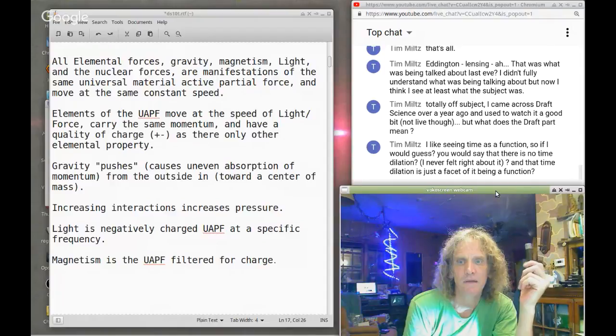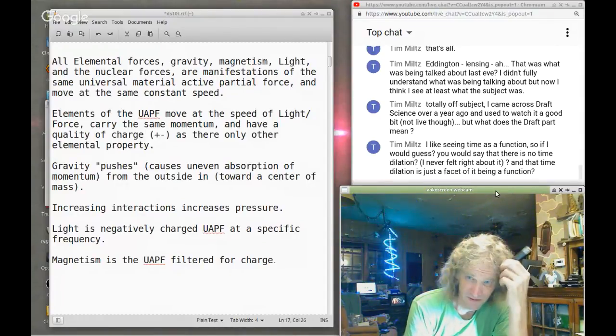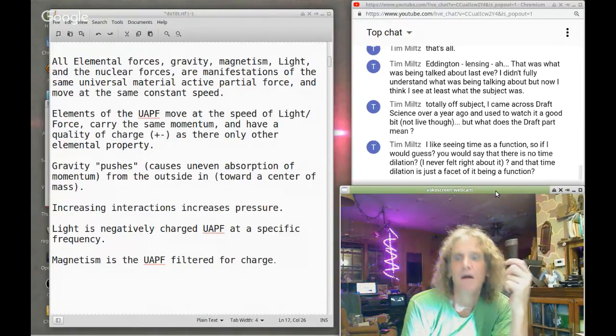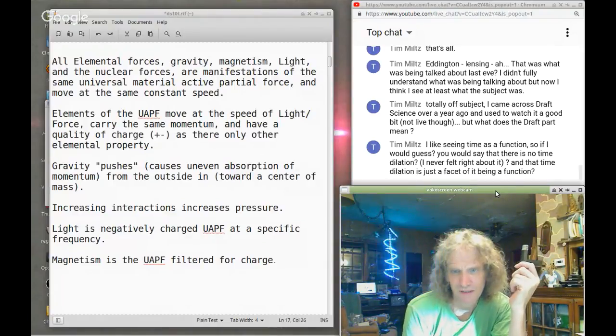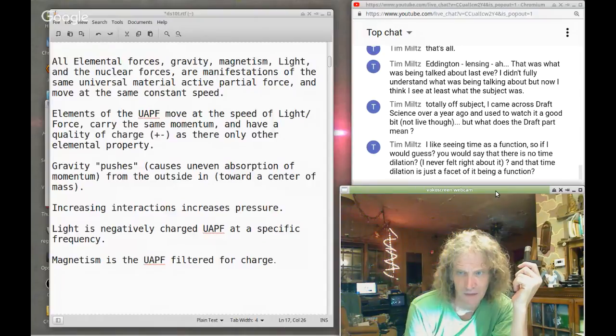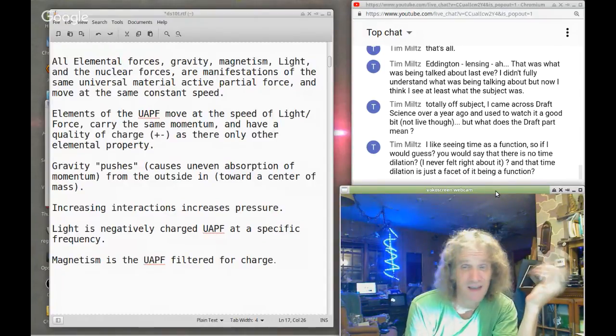I like seeing time as a function, yes. So if I would guess, question mark. That's not a question. There's no reason for a question mark there. You would say that there is no time dilation. I've said it as clearly as I can say it.